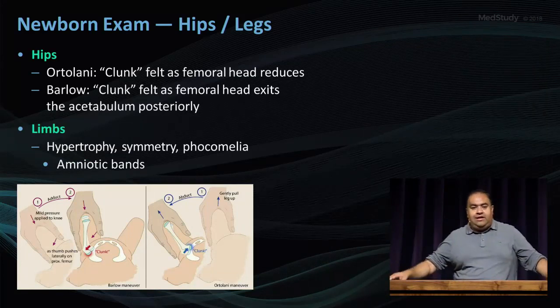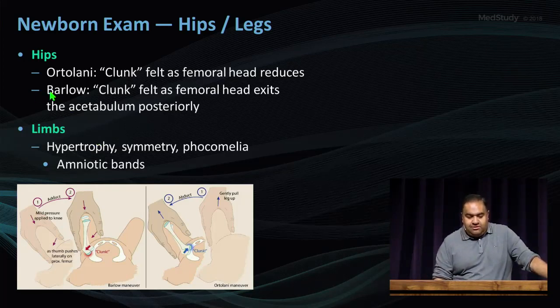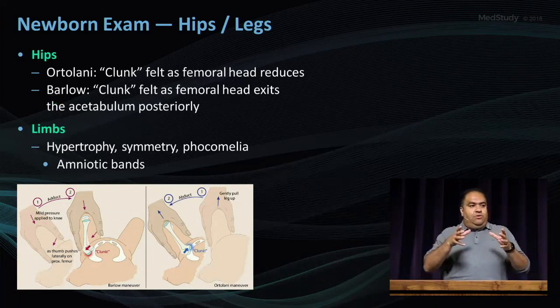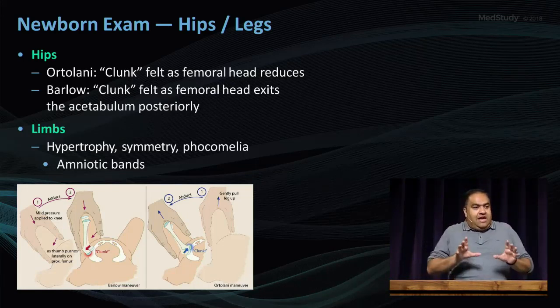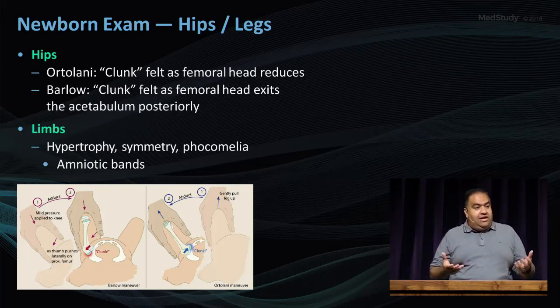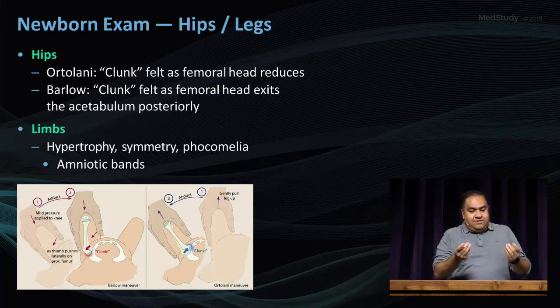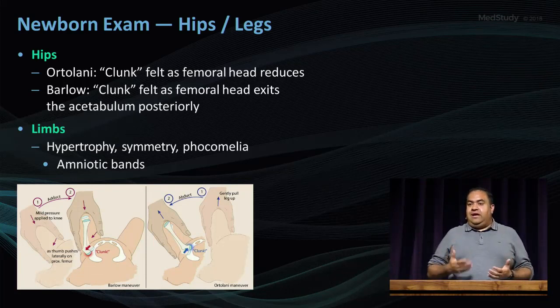Hip exam, Ortolani and Barlow's maneuvers. The words tell you everything you need to know about this. We'll start with Barlow. B for back. You hold the knees and put your fingers right on the side of the baby and rotate the baby. You're trying to dislocate the femoral head and then relocate the femoral head. If you feel clicking or clunking from that position at the hip, then there is probably a high likelihood that the child is dislocated.